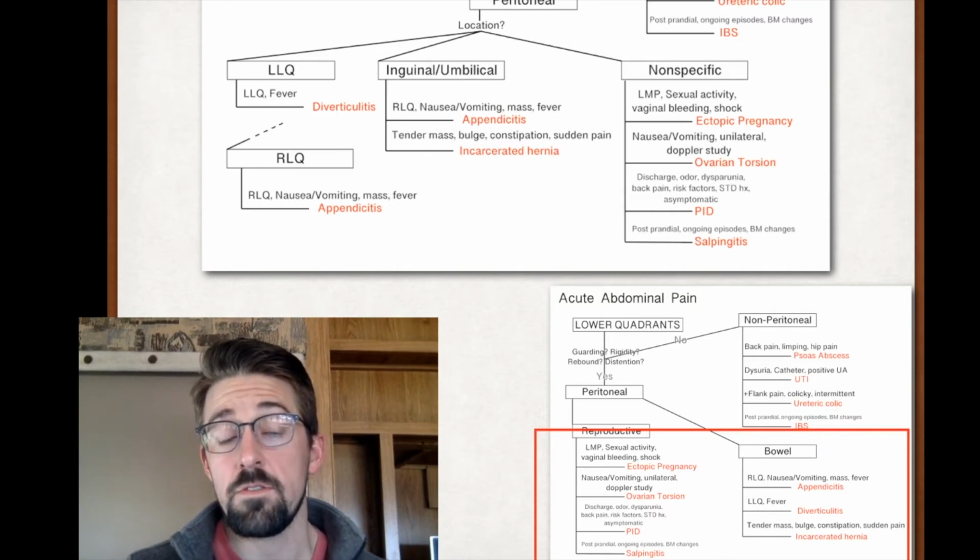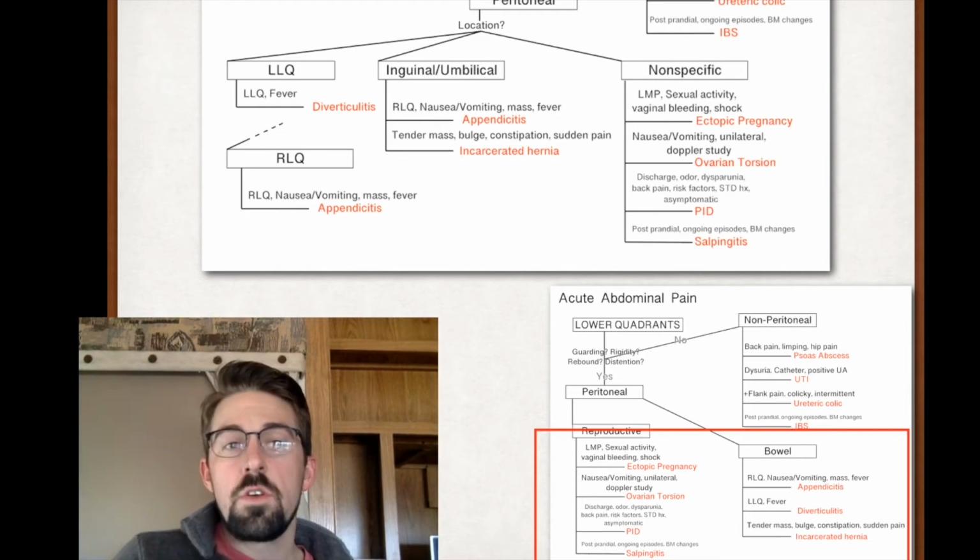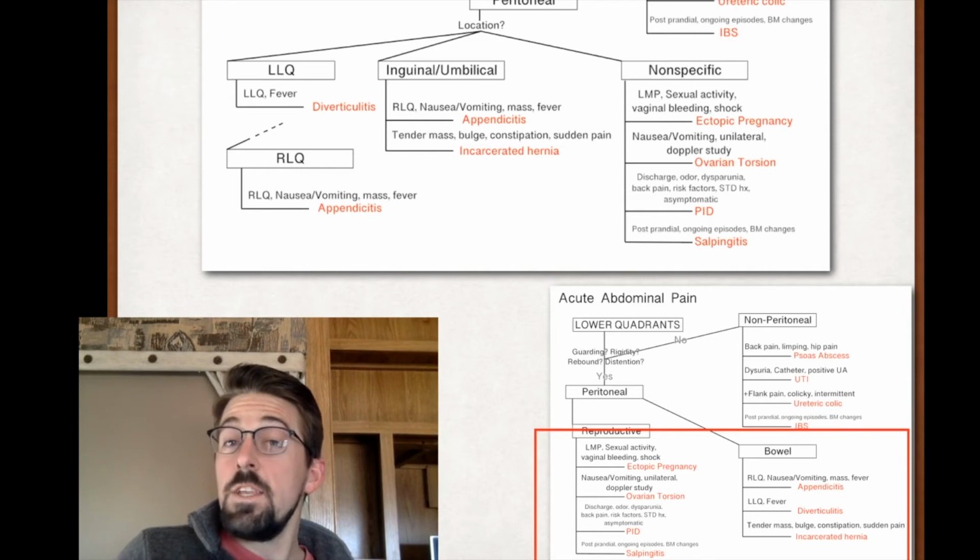You can break down diagnoses by anything that sets them apart. So let's go back and take a look at our 34-year-old female and see what's going on with her. Let's continue from the top down and see how convoluted it remains.